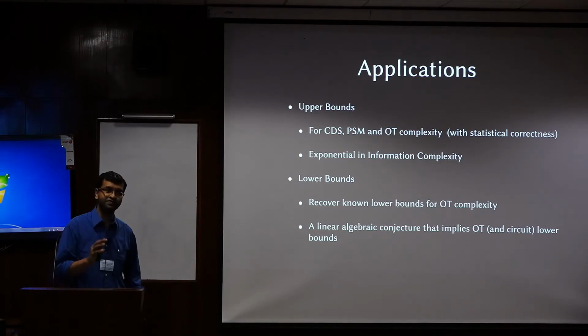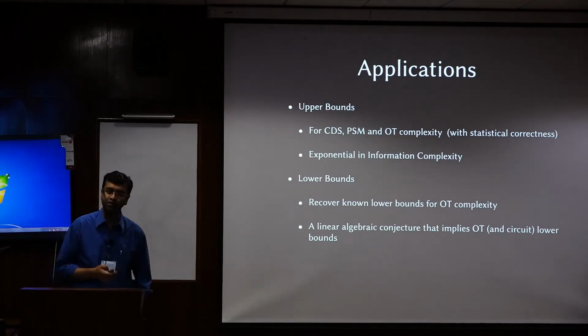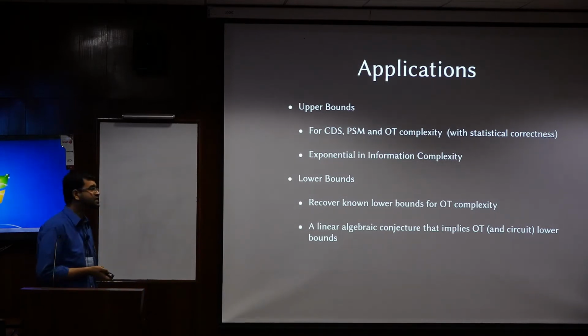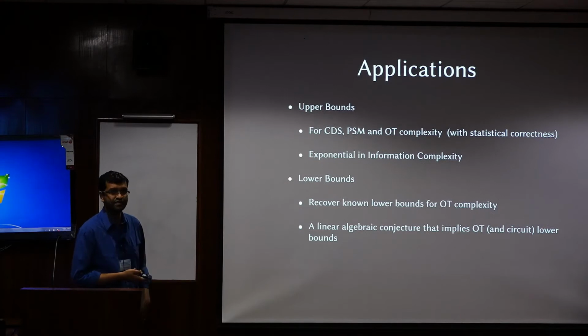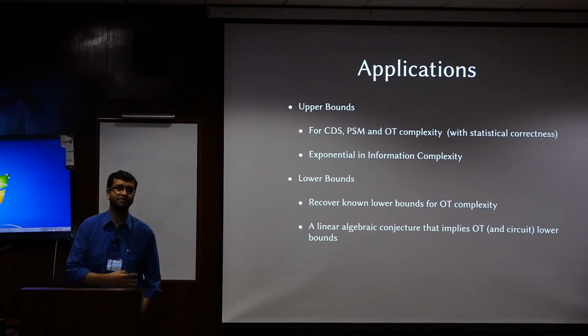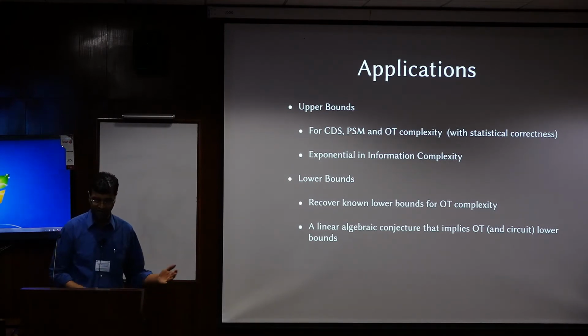Okay, so that's the upper bound side. On the lower bound side, what we originally wanted to do was to get lower bounds for OT complexity, oblivious transfer complexity. We unfortunately don't have any new concrete lower bounds, but we do manage to recover known lower bounds, okay, using a different technique to this approach.